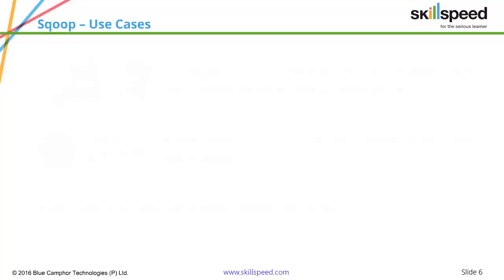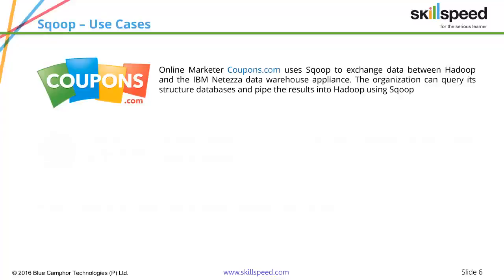Here we can have a quick look at some of the use cases of Sqoop. There are a lot of companies who effectively use Sqoop. One such example is the online coupon company coupons.com. Coupons.com uses Sqoop to exchange data between Hadoop and the IBM Netezza data warehousing application. The organization uses this tool to transfer data, and then they can query the structured data from their data warehouse, and they can even pipe the result into Hadoop using Sqoop.